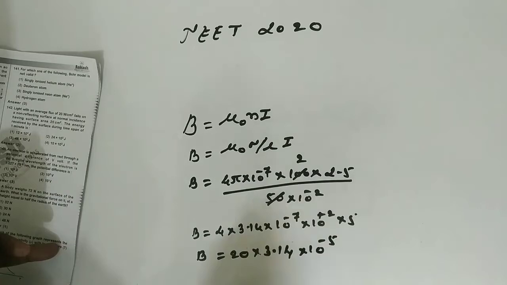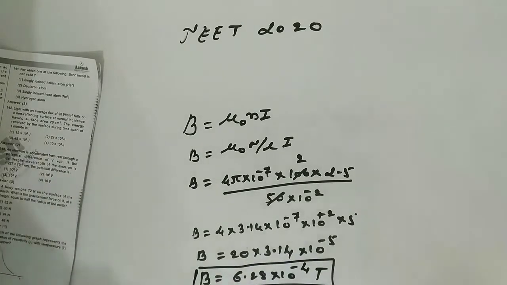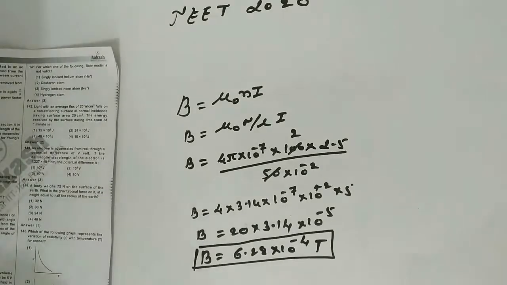Take one minus out here. B equals to 6.28, into 10 to the power of minus 4 Tesla. This is your answer. Are you seeing? So our answer is 6.28 into 10 to the power of minus 4 Tesla. That is your fourth option. Right? Now this is the solution.